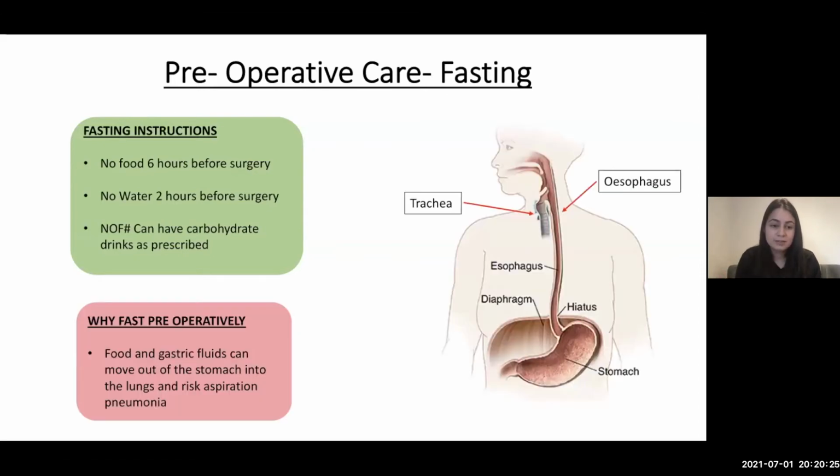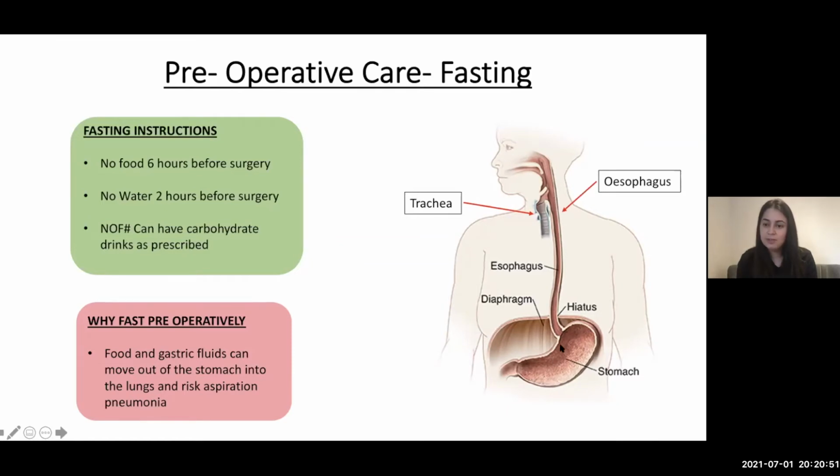Why do we fast people preoperatively? Imagine you just had lots of food and lots of drink. It all goes down here into the stomach. When the patient is lying flat on the anesthetic table, and when the general anesthesia is given, when the muscle relaxants are given, all your muscles and all your normal reflexes are inhibited.